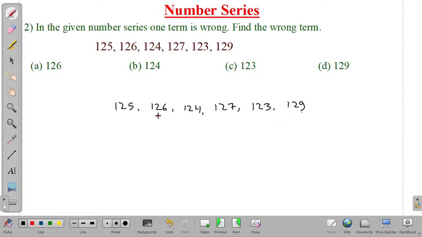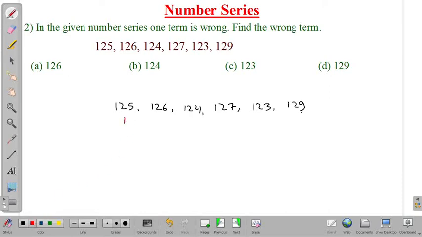If we see here, first it is increasing, then decreasing, then again increasing, then decreasing. So it should be increasing as well as decreasing, okay? And the terms are not increasing rapidly, so it must be a problem of difference. So what we will do, we will find the difference between consecutive terms.